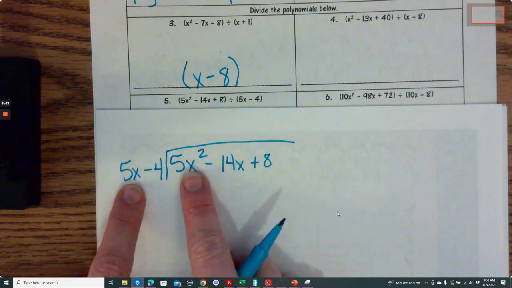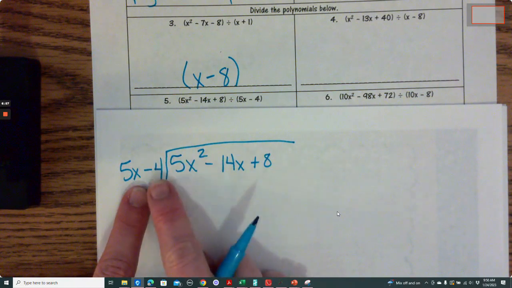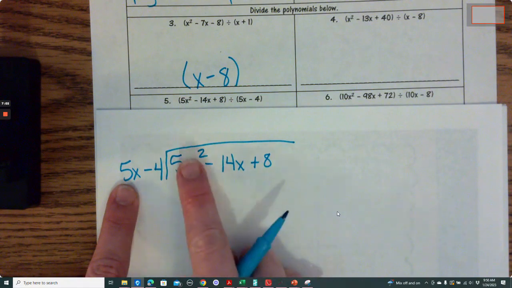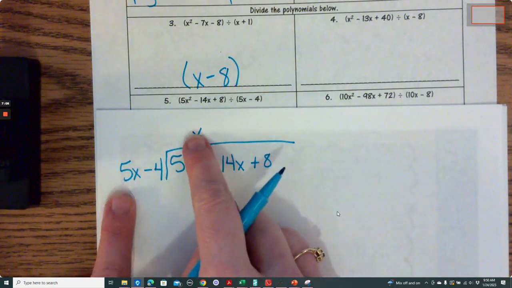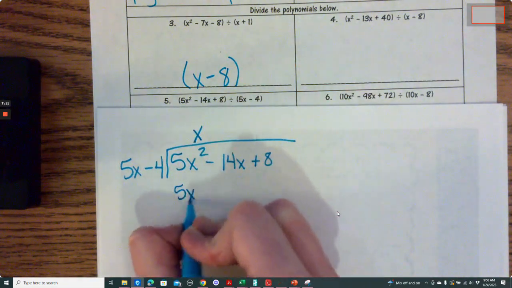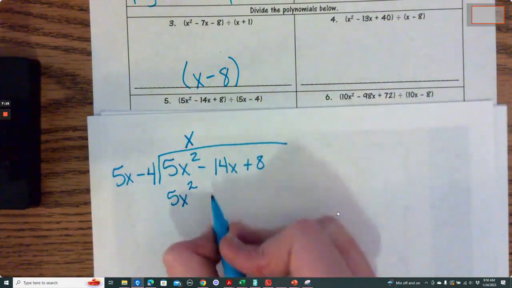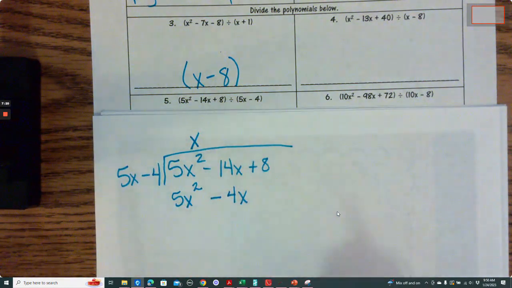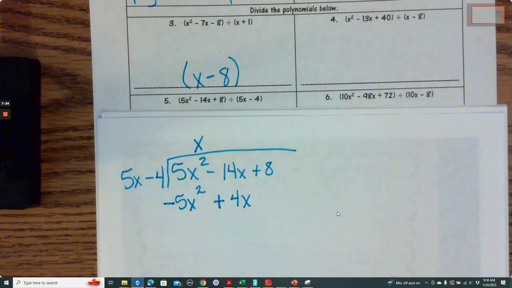So what's changed between these two? No. How would I make this x have an exponent of 2? X times what gives me x squared? X. Okay. 5x times x is 5x squared. Negative 4 times x is negative 4x. You have to subtract it, so change the signs. If it's positive, it becomes negative. If it's negative, it becomes positive.